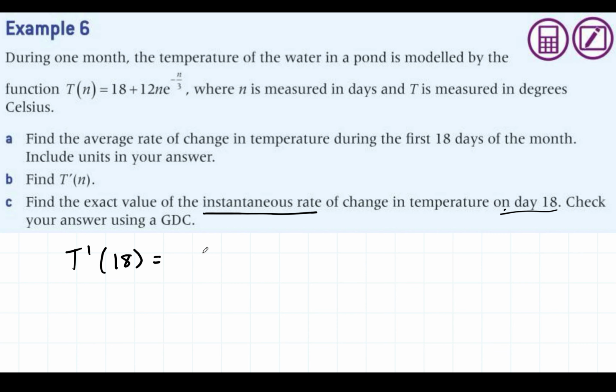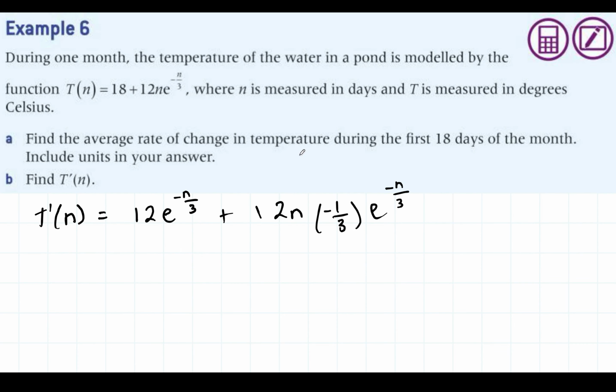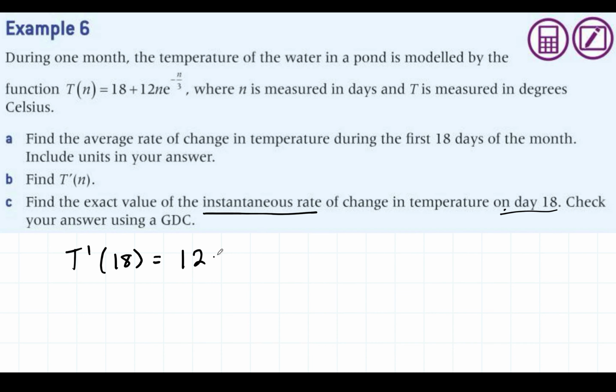I'm going to get, so if I simplify this, we can simplify this further. The derivative, minus 4ne negative n over 3. So I'm going to use that. E negative 18 over 3 minus 4, 18e negative 18 over 3. Plug that into the calculator, and it's going to give you approximately negative 0.149, again with units, degrees Celsius per day.